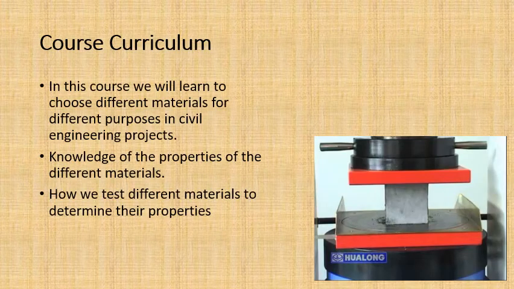Now, with the course curriculum, we're going to be looking at different materials which are used throughout civil engineering projects, and we're going to be looking at the properties of those materials. So those could be mechanical properties, forces and strengths. They could be chemical properties or physical properties, what it looks like. And we're going to also be talking about how to test these properties for these different materials. So that's why it's called building materials and testing.